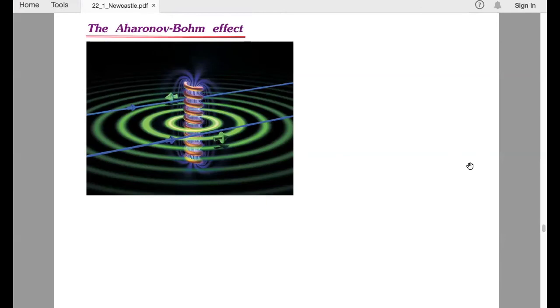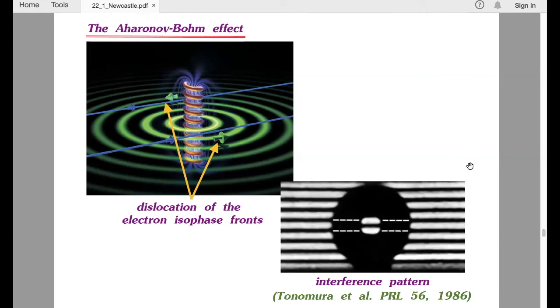This picture is taken from a Physics Today paper of some time ago, written by Tonomura. Tonomura was the lead of this group. In actual fact, you measure a dislocation of the electron isophase fronts. And this is the picture published in a PRL in 1986 by the Tonomura group. It proves that, indeed, the potential has an effect on the empty space outside the solenoid.